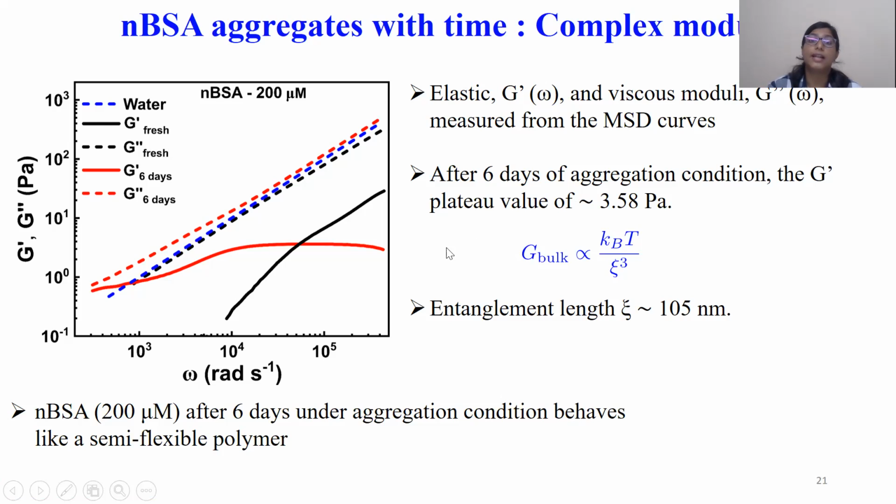We found that the plateau value is around 3.58 Pascal. And when we calculate the entanglement length, we found that it is around 105 nanometer. So native BSA 200 micromolar sample after 6 days under aggregation condition behaves like a semi-flexible polymer.